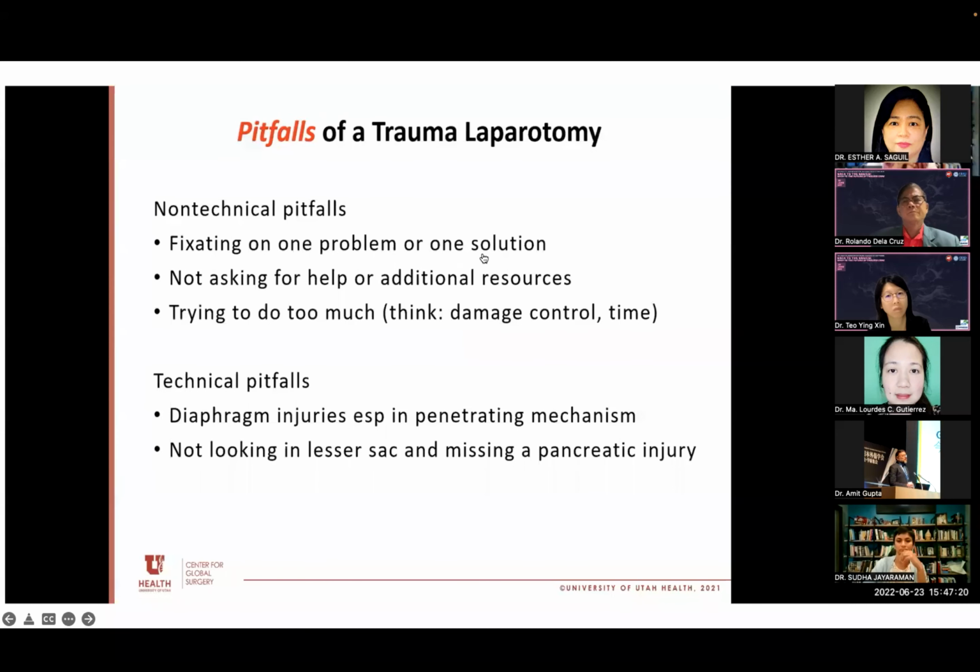Another challenge is not asking for help or additional resources soon enough. Remember, time is critical. So understanding whether the extent of injuries requires further assistance. Maybe you need a more experienced assistant. That's an important assessment to make early so that that person can be called and it will take them some time to arrive. Or if there are additional resources that you need, do you need a different retractor?